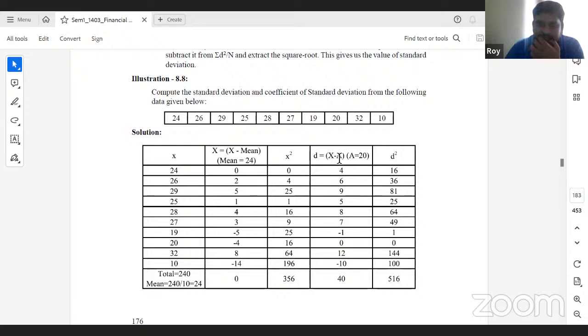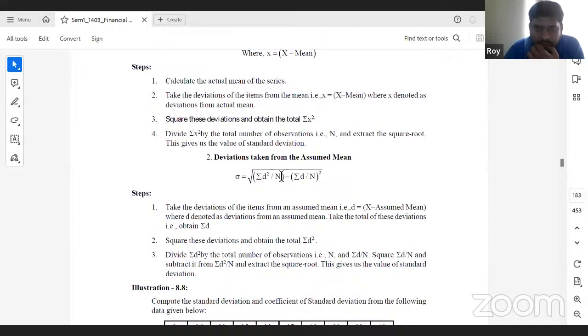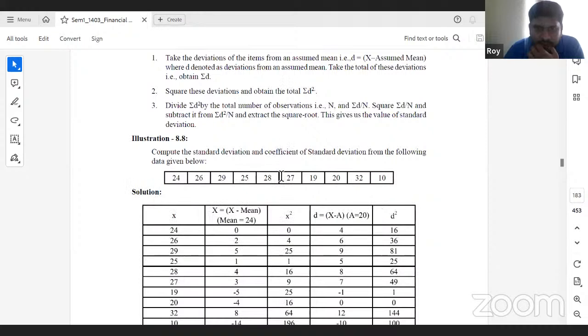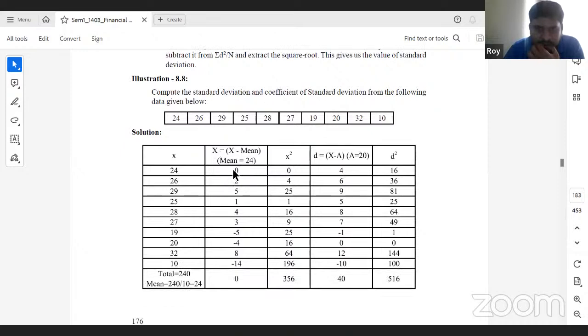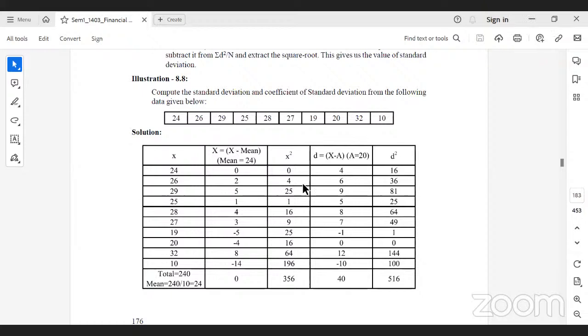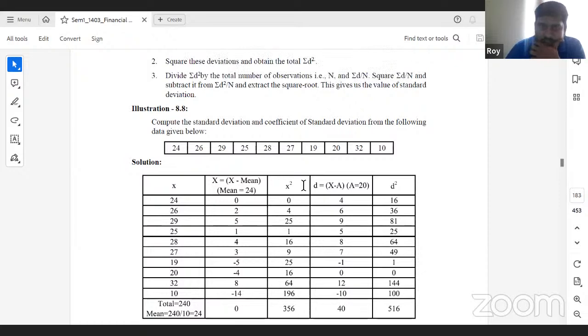Now the d value, how do we get this difference? X minus A, into A is equal to 20. Where do we get the 20 here? I got confused. Let's go into the formula. Oh, this is the assumed mean. Correct, assumed mean. Sorry, thank you so much.